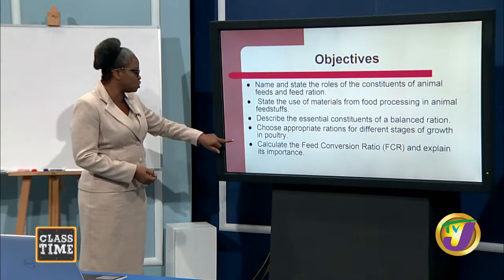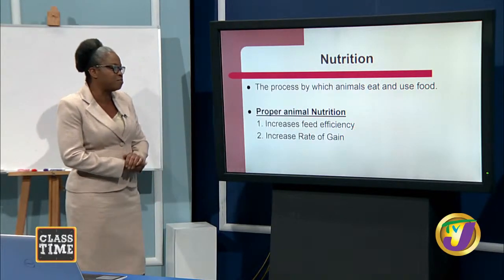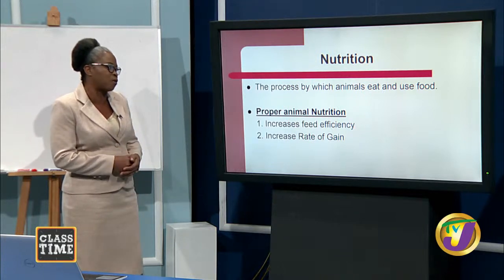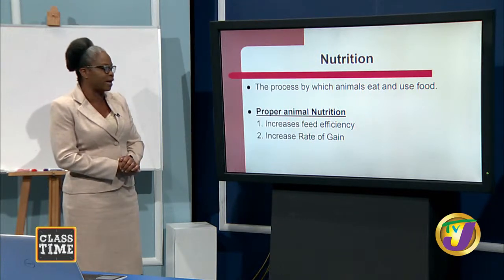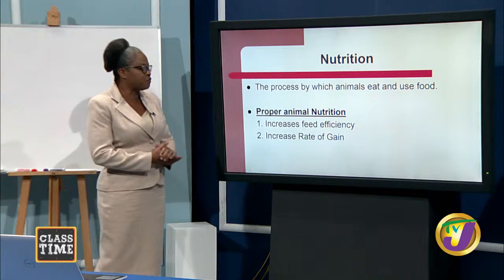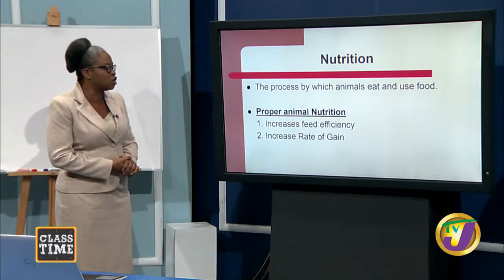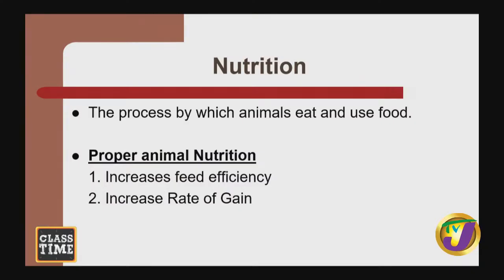We also want to take a look at how animal nutrition ties into your broiler SBA. So by definition, students, nutrition is a process by which animals eat and use food. When animals have proper nutrition, they are able to increase feed efficiency and also increase rate of gain.